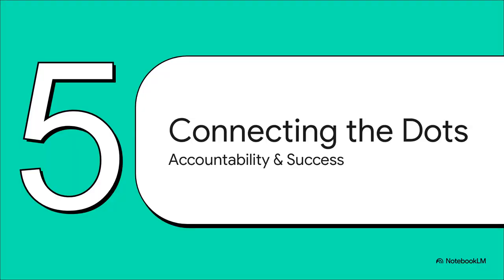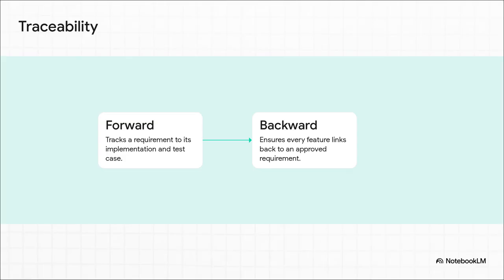So, we've got our pristine, prioritized blueprint, but how do we make sure the finished building actually matches the plan? This last part is all about connecting the dots and making sure everyone stays on the same page from beginning to end. The magic word here is bi-directional traceability. It sounds complicated, but it's just a two-way street. Forward traceability means you can pick any requirement on the blueprint and follow its thread all the way to the exact piece of code that builds it. And backward traceability means you can point at any feature on the screen and trace it all the way back to the original business need that it solved. Nothing gets built for no reason.